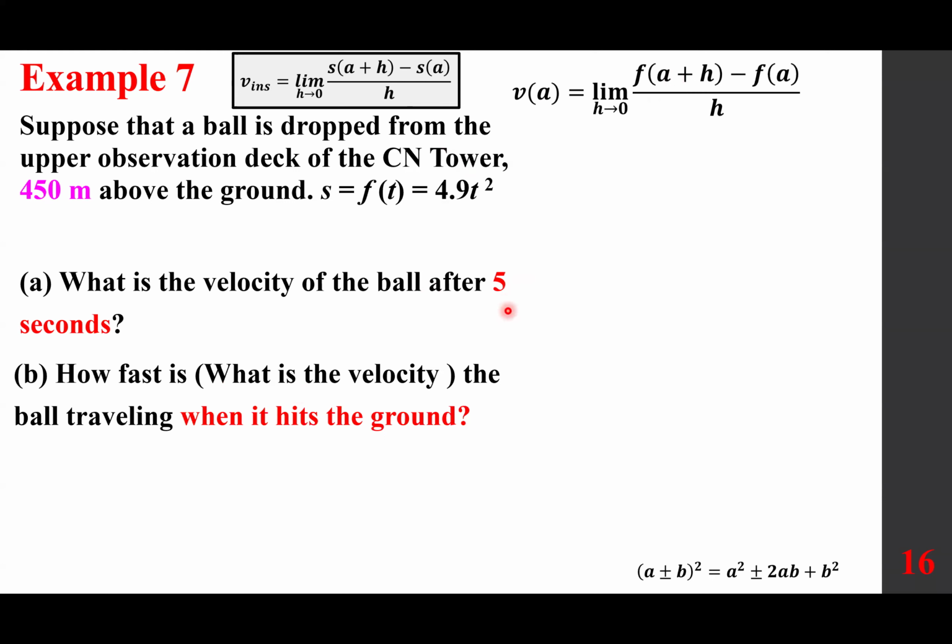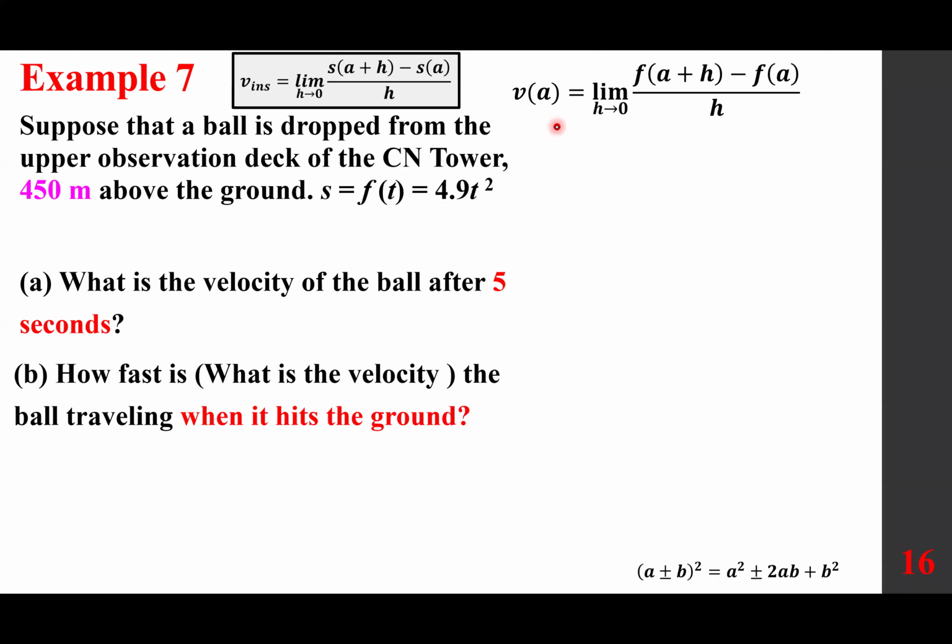If I replace the a with 5, then I have to do it two times. In fact, if the question is asking what is the velocity of the ball after 2 seconds, 3 seconds, 4 seconds, then I have to keep repeating the process again and again. Instead, this is a good transition to the next section, which is finding the derivative function. Instead of saying that I want v of a, you're going to ask for v of t.